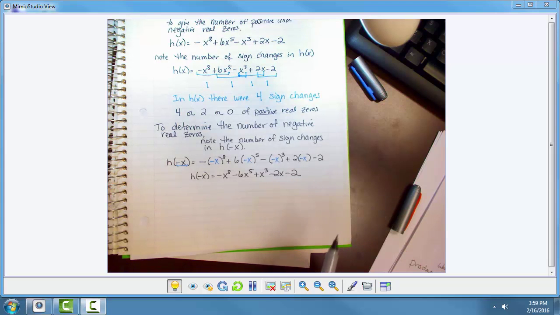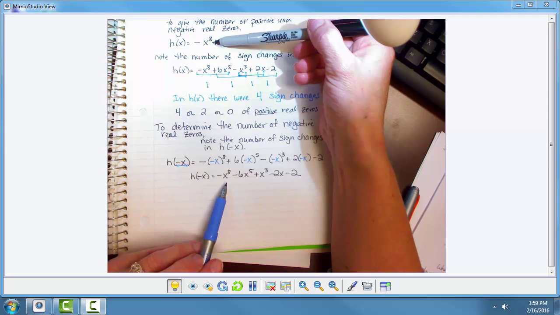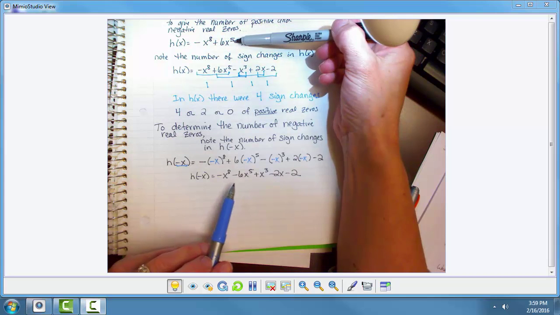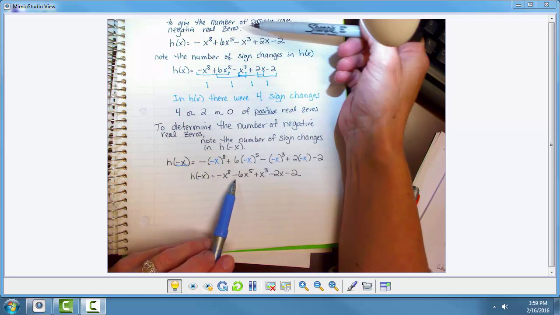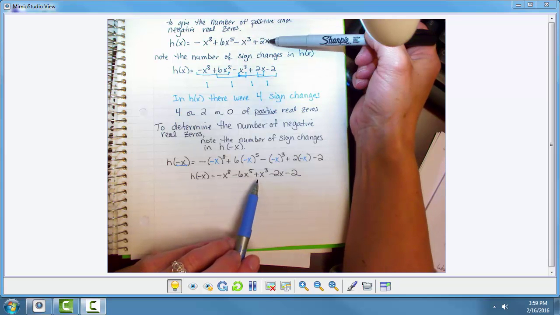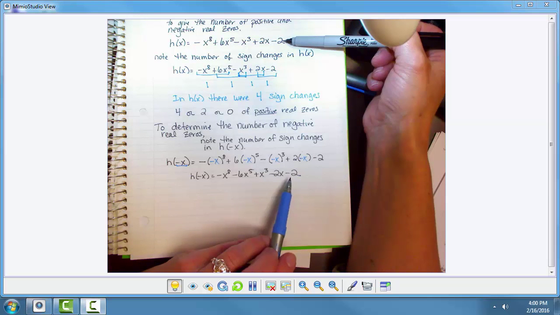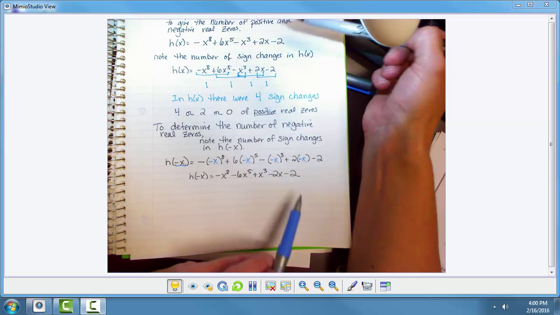So what happens if you compare this to the original? Notice the ones that had odd powers were the ones that had sign changes. This was an even power, sign did not change. This was an odd power, sign changed. This was an odd power, sign changed. This was an odd power because it's understood to be 1, sign changed. And of course you didn't substitute anything here, it didn't have an x, so it didn't change.